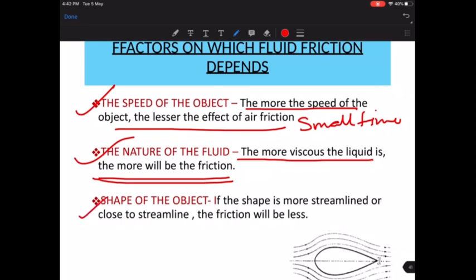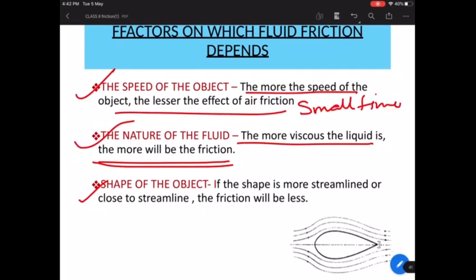Correct? And the last point is the shape of the object, which I told you how it should be in order to reduce the friction. The shape has to be a streamlined shape. So these are the three important points which you have to take care of.